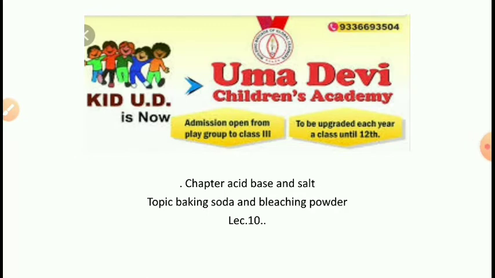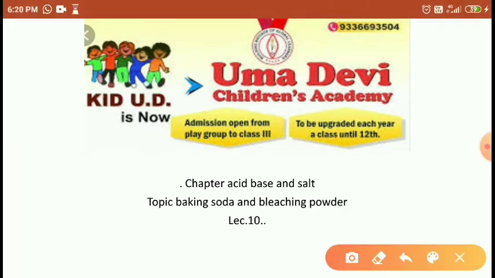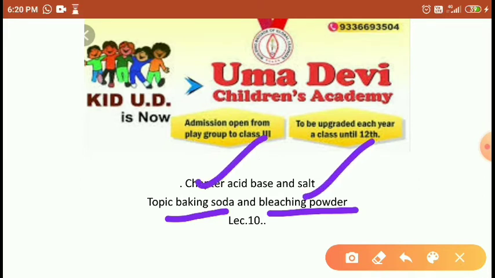Today we are going to discuss a few more properties of salts: baking soda and bleaching powder. We have to discuss these two here. What is baking soda? What are the properties of baking soda? What is bleaching powder? What are the properties of bleaching powder, and their formula and chemical reaction? All those things are today's topics.